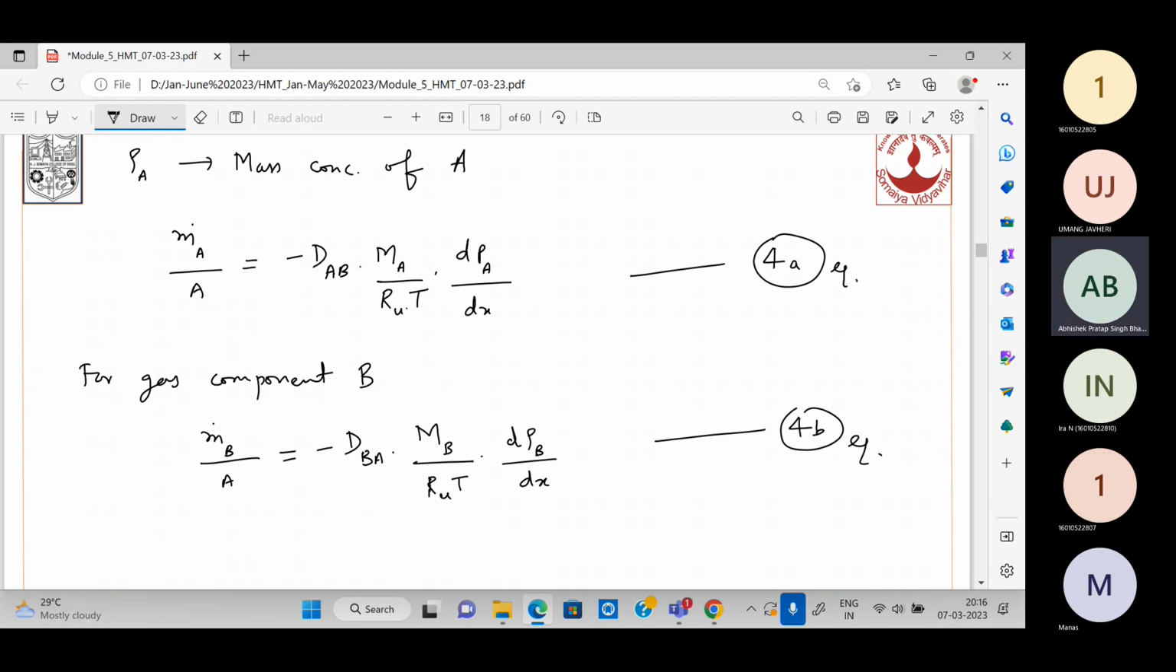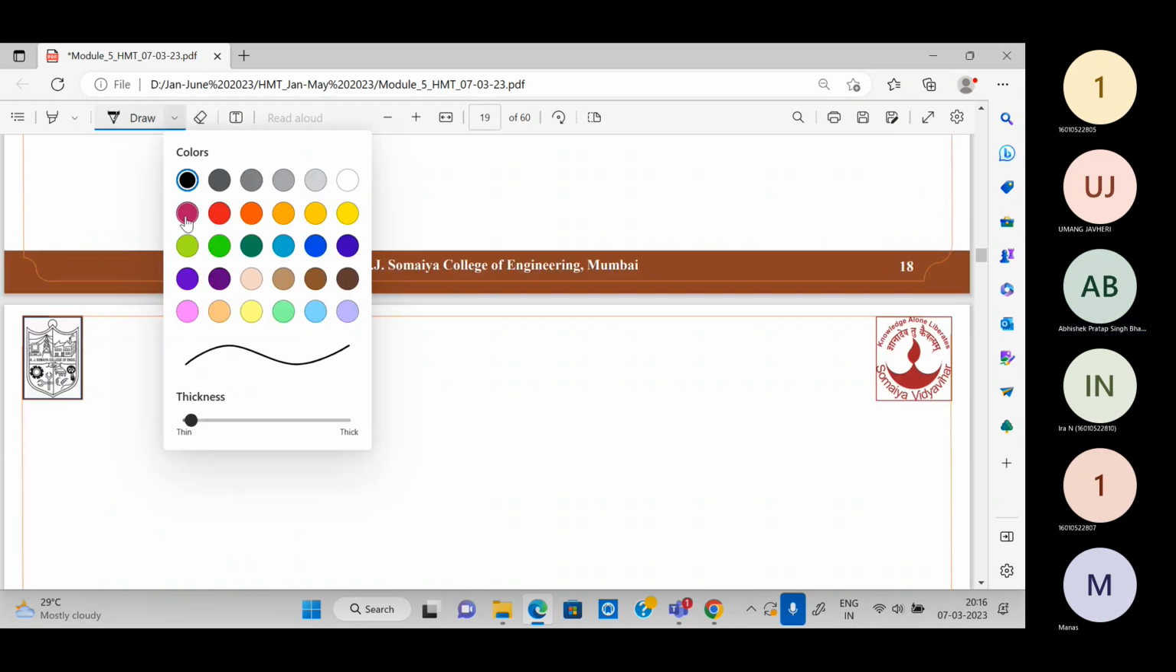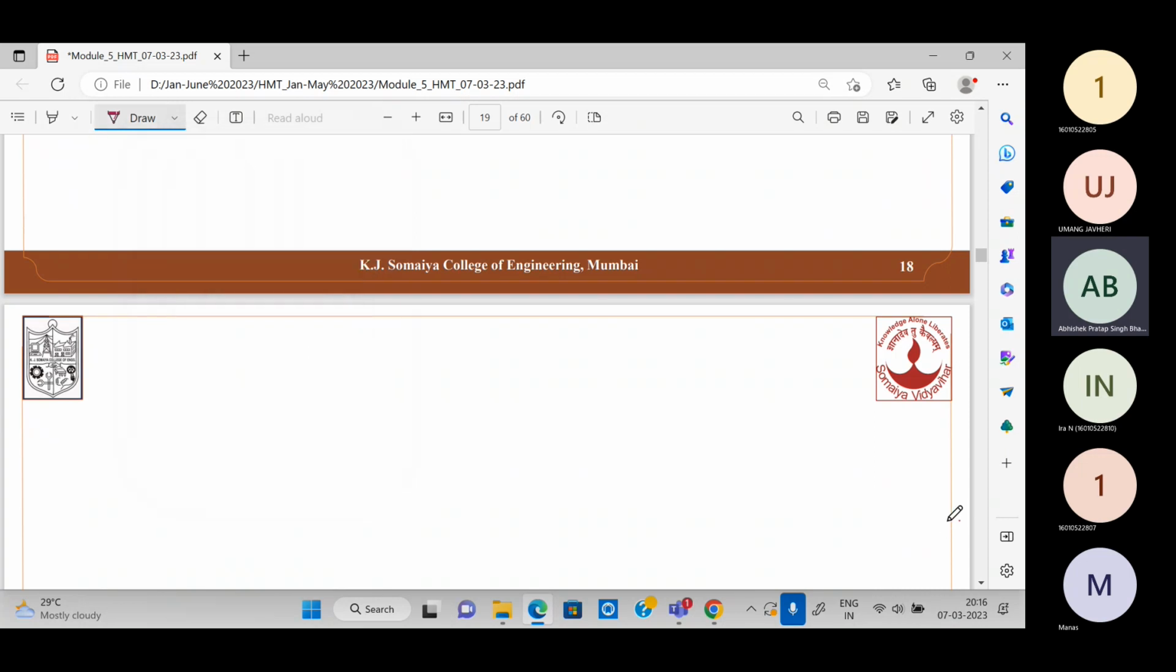Now we'll talk about the mass diffusion coefficient. That is the last topic of today's lecture, and after this we will stop. This is the last thing we are discussing in Fick's law of diffusion: the mass diffusion coefficient.